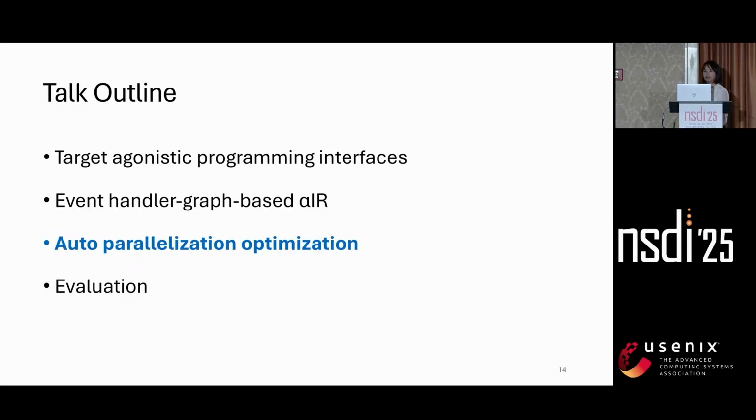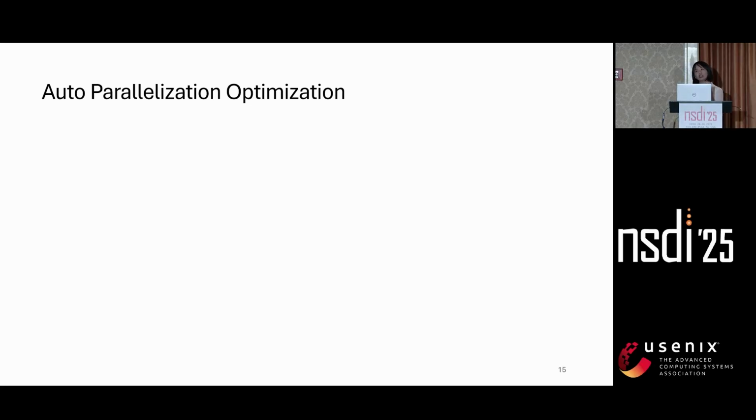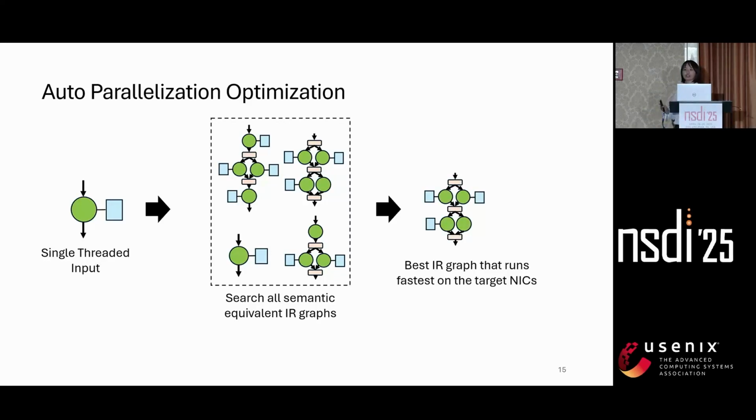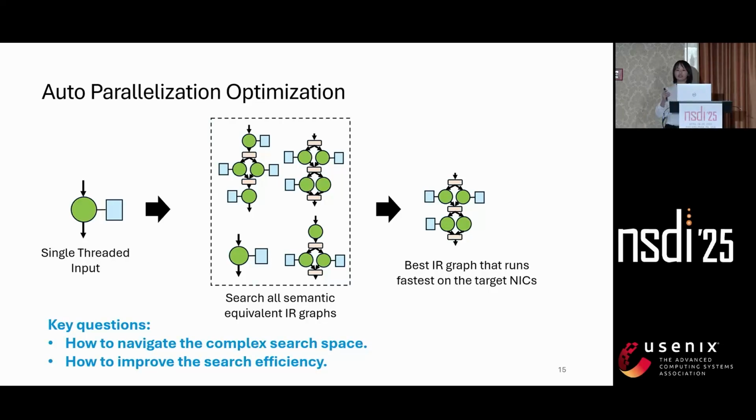Okay, so now I'm going to introduce how Alkali implements auto-parallelization over these IR structures. Initially, the user writes a single-threaded program, and the program is first converted into a single handler with no parallelism. Inside the optimizer, it will try to search all semantically equivalent IR graphs, where each graph represents a different way to parallelize your program on the target NIC. The goal of the search algorithm is to find an IR graph that offers the best throughput performance on the target SmartNIC.